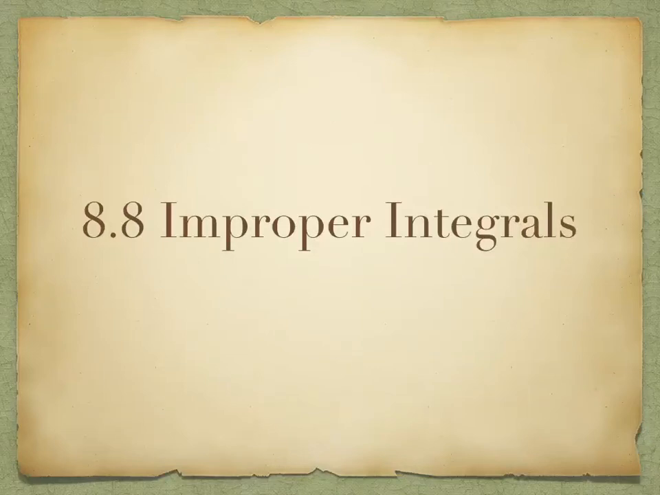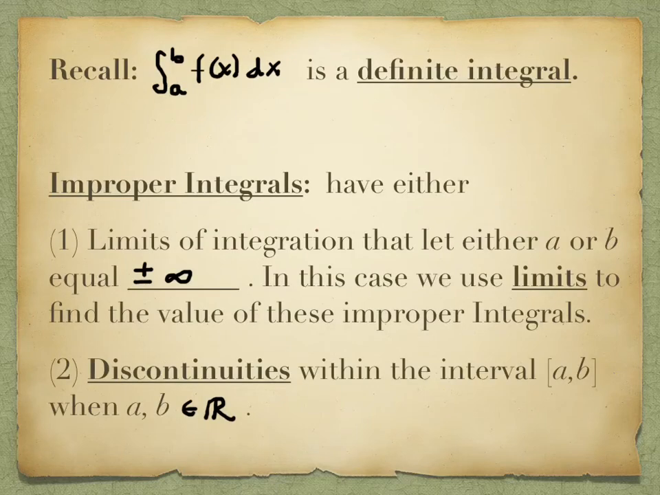Okay, our last section for Chapter 8 is 8.8, and it's improper integrals. What we're going to see used in this section is all the limit stuff we did in 8.7. All right? So to start with, we call the integral from a to b of f of x dx a definite integral, right? It's a definite integral.